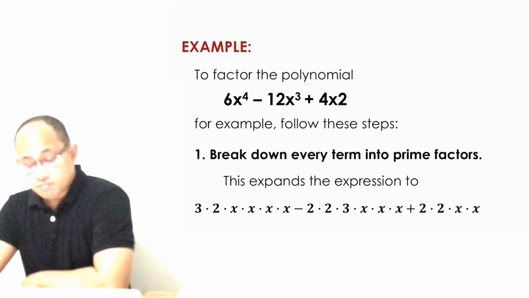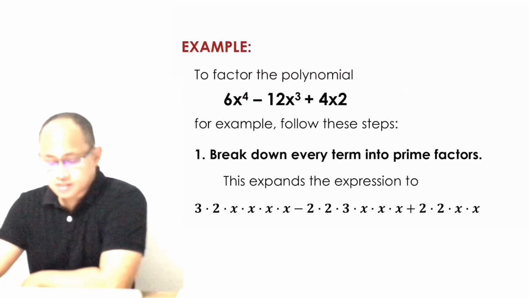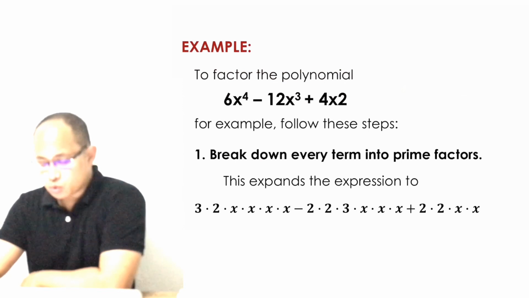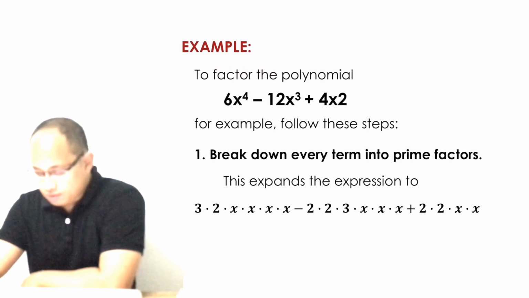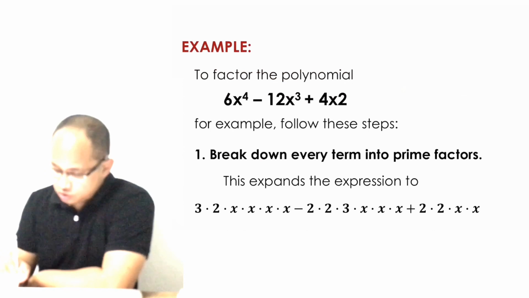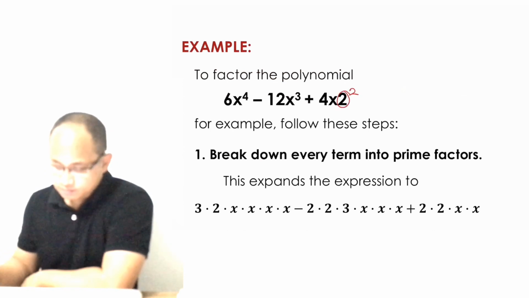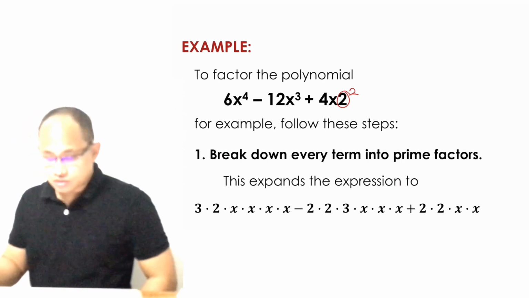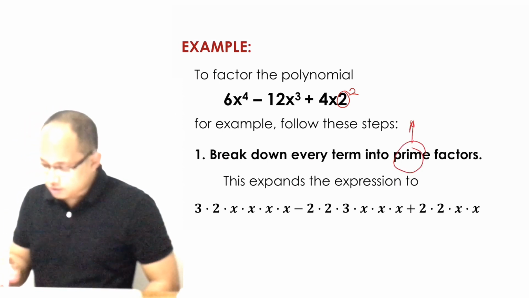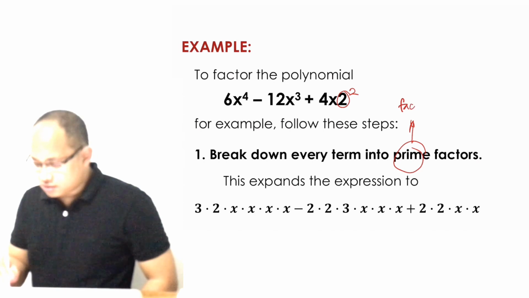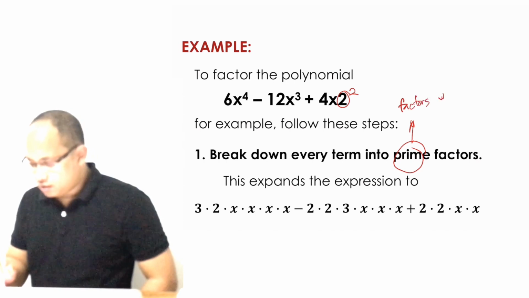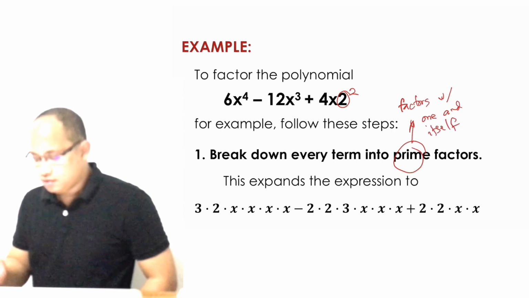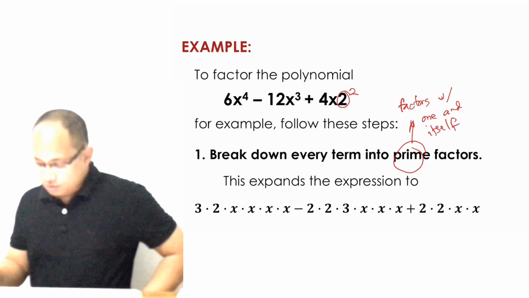Next, example. Factor the polynomial 6x to the power of 4 minus 12x to the power of 3 plus 4x to the power of 2. This is supposed to be an exponent. Okay, for example. Break down every term into prime factors. You know what's prime, right? Factors with 1 and itself. Alright? That is what you mean by prime.